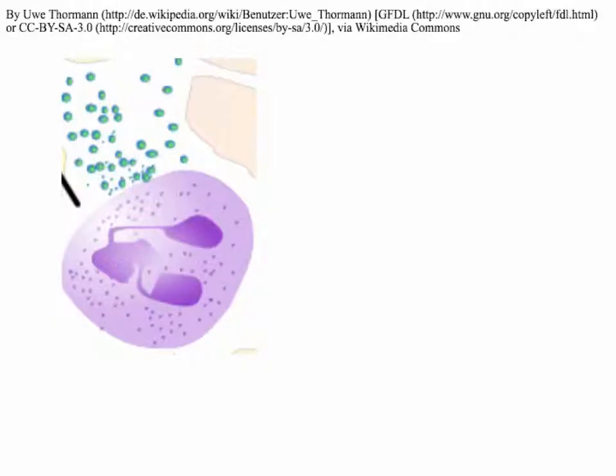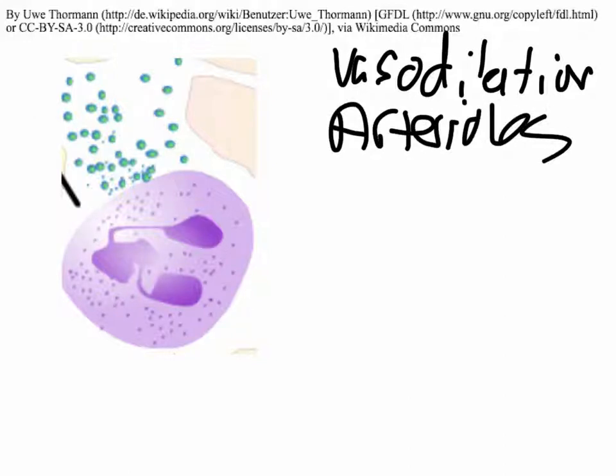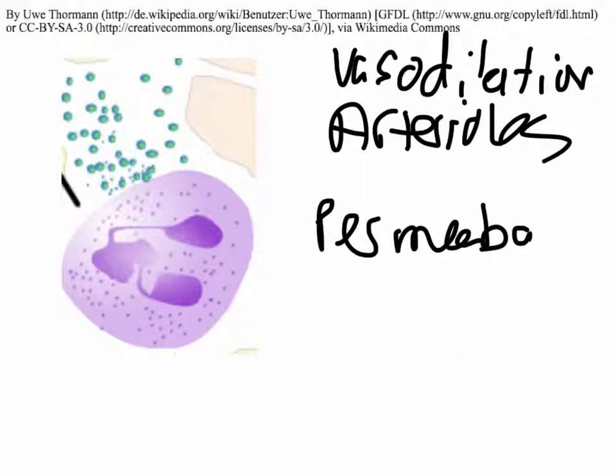So here's a pretty picture. I tried to find where it looked like histamine was being released, but I think it just looks like a cell is vomiting. Now histamine's going to do two things, right? The first thing it's going to do whenever you get the histamine release, it's going to cause vasodilation at the precapillary arterioles, so at the arterioles. And it's also going to cause vascular permeability, and that's going to be at the venous side, so at the postcapillary venules.